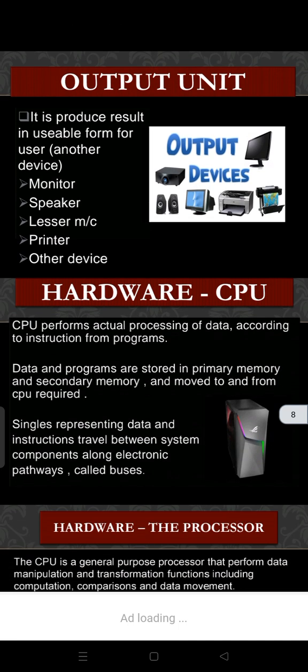Now let's understand about the output unit. So output units are used to output the data. The output devices are monitor, speaker, laser machine, printer and other machines.